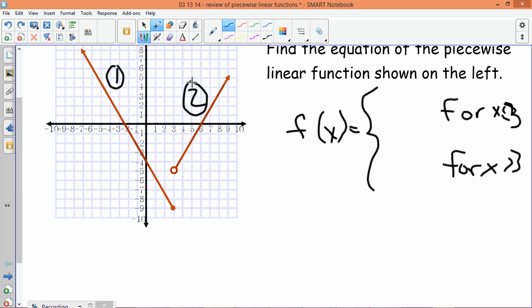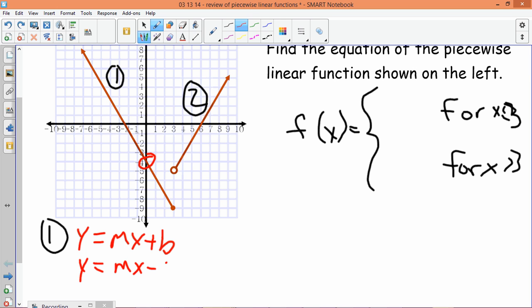Now I need to figure out what the equation is for each one of these lines. Let's do 1 first. Well, I'm going to use y equals mx plus b. And to find my y-intercept, I just look at the graph where it crosses the y-axis. Well, that point is going to be -4, yeah, it crosses at -4. So I write y equals mx minus 4. Now all I need to do is figure out what my slope is. And remember, your slope is simply your change in y divided by change in x, or rise over run.